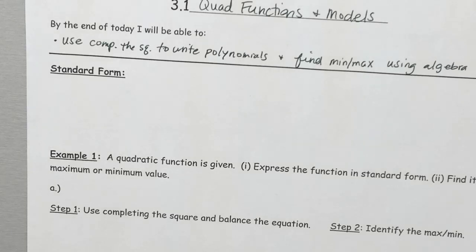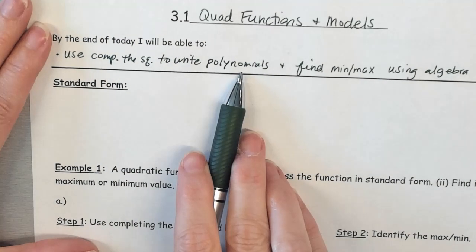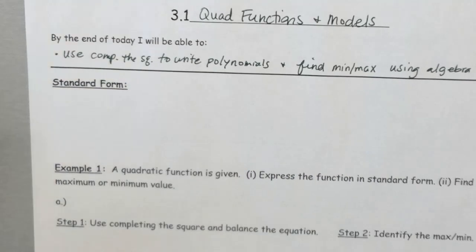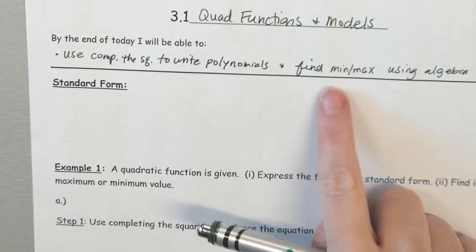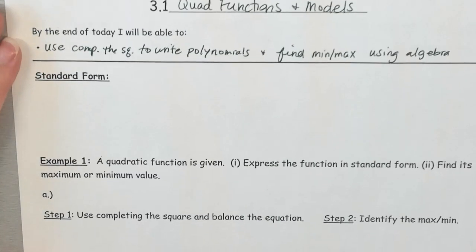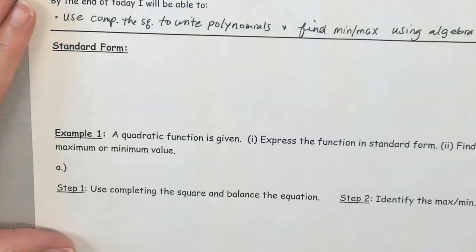All right, so for 3.1, we're doing quadratic functions and models. We're going to use completing the square to write polynomials in standard form. So that's the first thing that we're going to do. And then I'm going to show you how to find the min and maximum using algebra, since we've already learned how to do that with our graphing calculator.